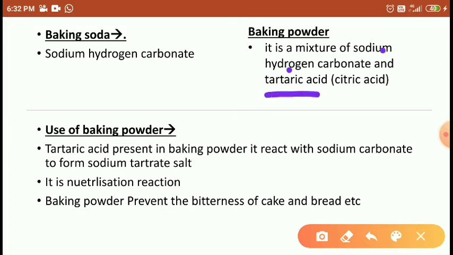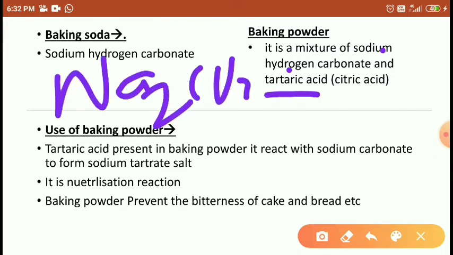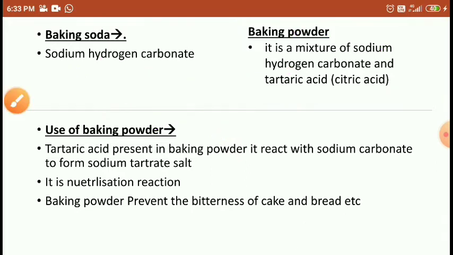So this baking powder can neutralize the Na2CO3 and prevent the bitterness. This tartaric acid mixture prevents the bitterness, right students? Prevent the bitterness. So that's why we are adding the baking powder, right students? Okay.